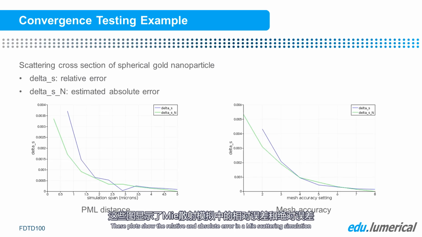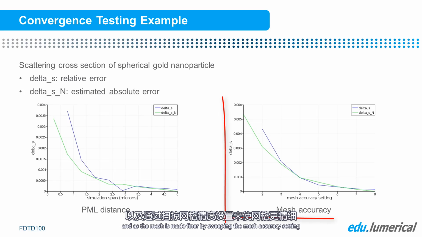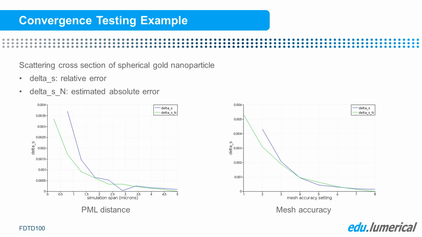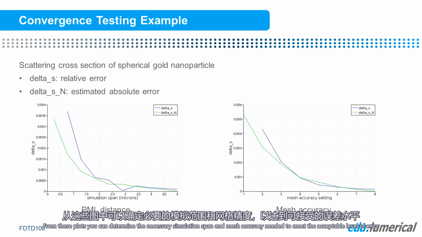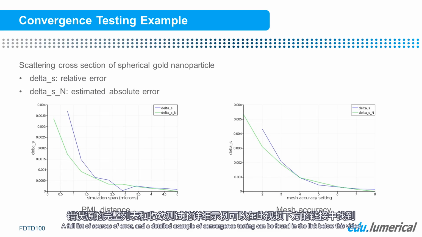These plots show the relative and absolute error in a Mie-scattering simulation as the distance between the structure and PML is increased by increasing the simulation span, and as the mesh is made finer by sweeping the mesh accuracy setting. From these plots, you can determine the necessary simulation span and mesh accuracy needed to meet the acceptable level of error. A full list of sources of error and a detailed example of convergence testing can be found in the link below this video.